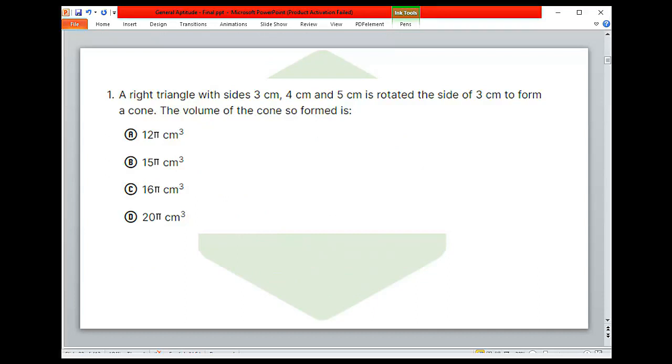Excellent. These were the three questions for the work and time concept. Now you have the next concept: a right triangle with sides 3, 4, and 5 centimeters is rotated about the side of 3 centimeters to form a cone. You need to find out the volume of the cone. In this, your visualization will be needed. Give it a try, everyone. Simple question again.